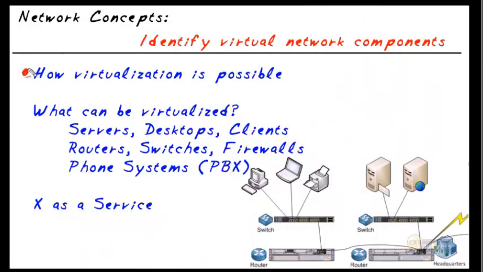Virtualization is possible because we're lying to devices. We're making it appear. And why would we do that? There's cost savings, there's control and security elements that are benefits from that. What can be virtualized? Can we virtualize a server? Yes, we can. Can we virtualize a desktop or a client, aka almost the same thing, a device making a request? Yes, we can. Can we virtualize a router, a switch, or a firewall? And the answer is yes. Now, what exactly is a firewall?